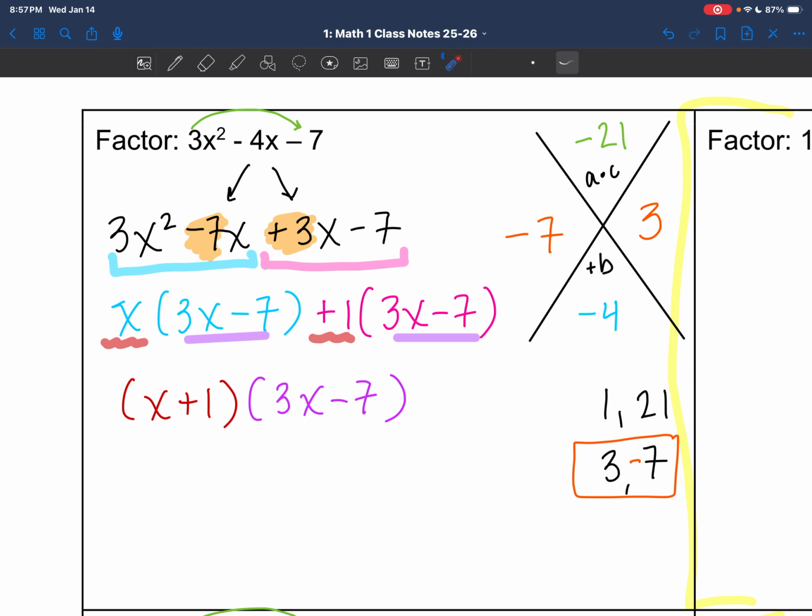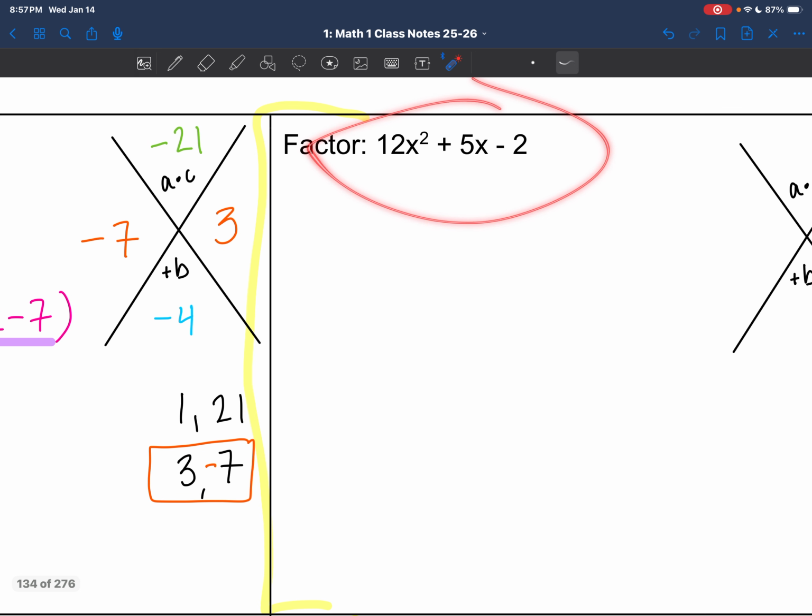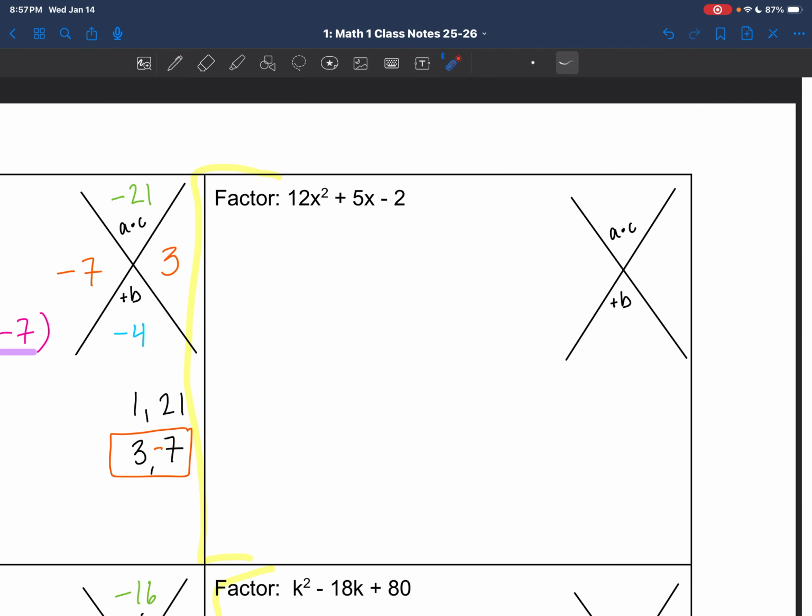So again, what's outside the parentheses is going to make one of the factors, and then what's inside the parentheses should be the same, so that's going to be your second factor. And that's your final. All right, go ahead, try that one. Again, I already set up the x for you.